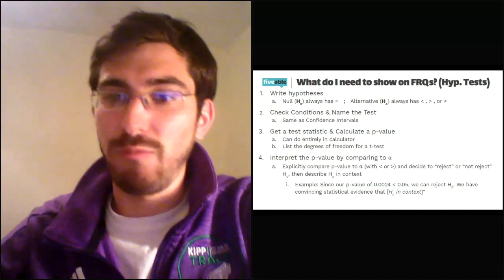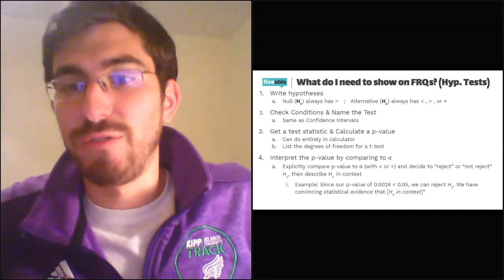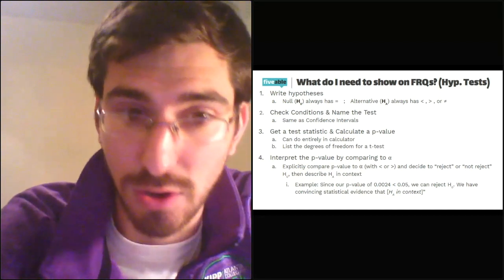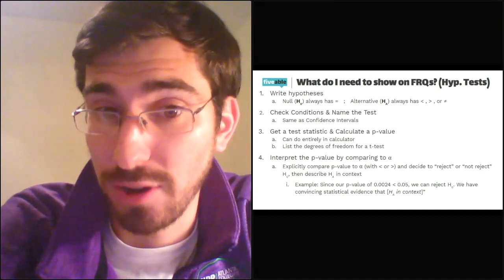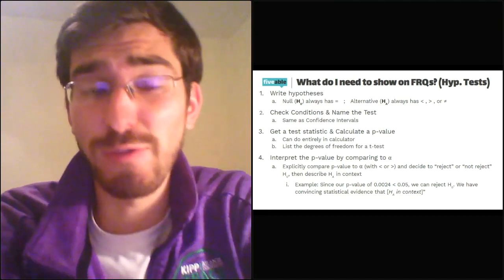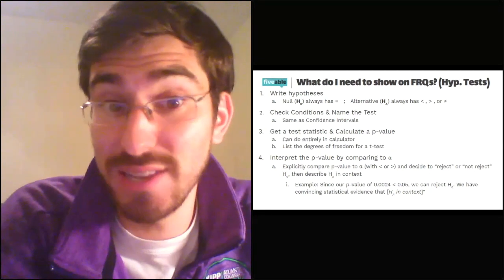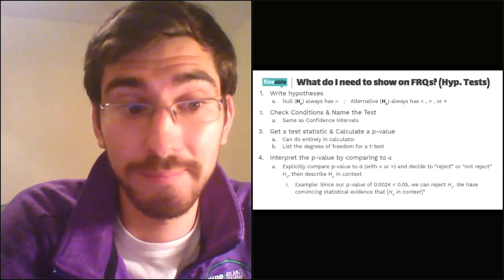For degrees of freedom, can we do n-1, or do we need to find the true amount of degrees of freedom? If you're doing a 2-sample test, your calculator will give you the calculated degrees of freedom. If you're doing a 1-sample test or a matched pairs test, the degrees of freedom is n-1, so you don't have to worry about it.